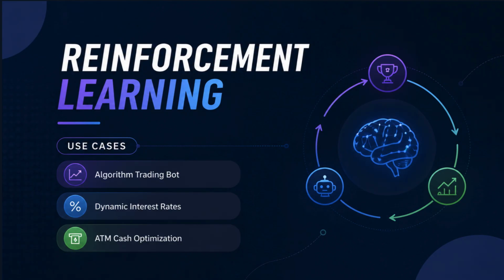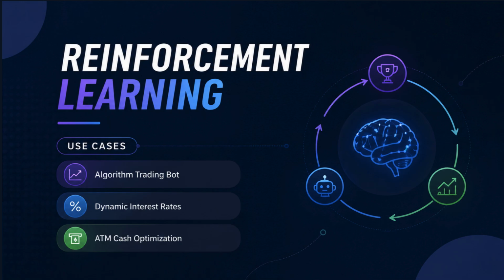And now we arrive at the most exciting category of all: reinforcement learning. Let me ask you a question. How does a child learn to walk? Nobody gives them a labeled dataset. Nobody tells them move left foot first, then right. They just try. They fall, they get up, they try again, with a slightly different approach. And over thousands of iterations, they figure it out. That's reinforcement learning. Learning by trial and error, guided by reward signals.